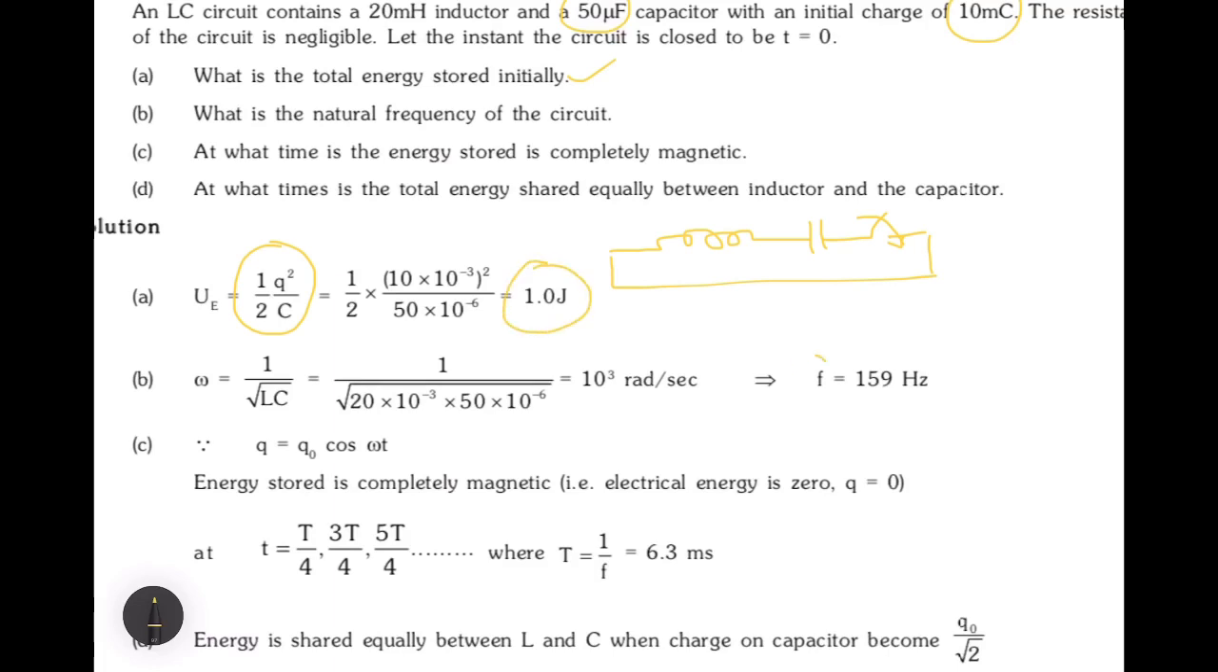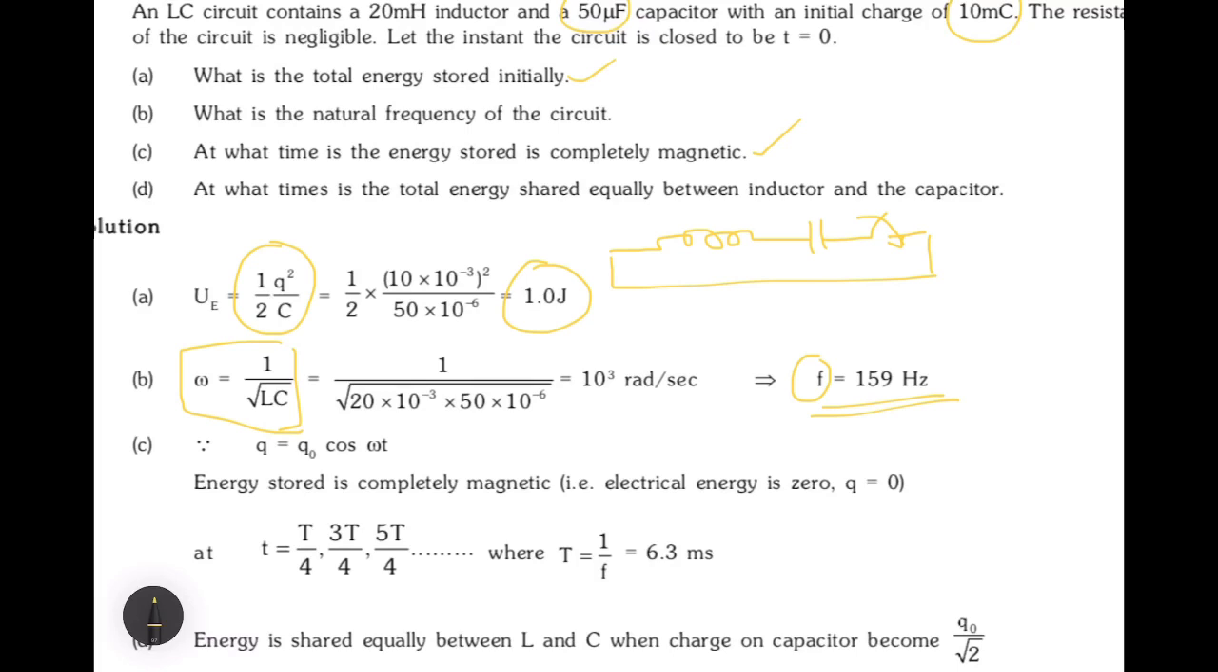They are asking the natural frequency, which is the f value. To get the f value, either you can directly substitute f equal to 1 by 2 pi root LC, or instead here they have done omega equal to 1 by root LC. Substituting the values, later you can calculate the f value by dividing with 2 pi. The next is, at what time is the energy stored completely magnetic? That is a very important question. The moment you turn on the switch, it is completely electric. So the question is, at what time is the energy stored completely magnetic?